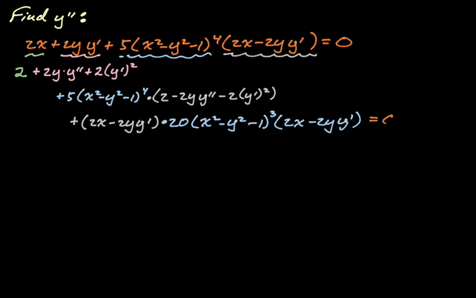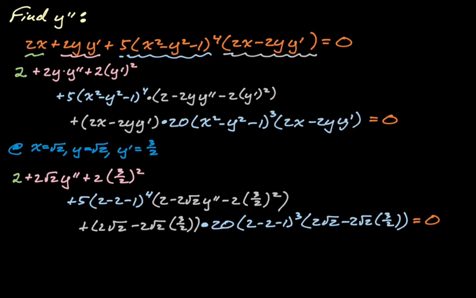Okay, so this whole thing equals 0. I have to evaluate this when x is root 2, y is root 2, and y prime is 3 halves. So again, I'm just going to sub in everything. I'm not going to make you watch that. You can do that on your own, hopefully. We get this. I'm also just now going to clean up, and I'm not going to make you watch that either.